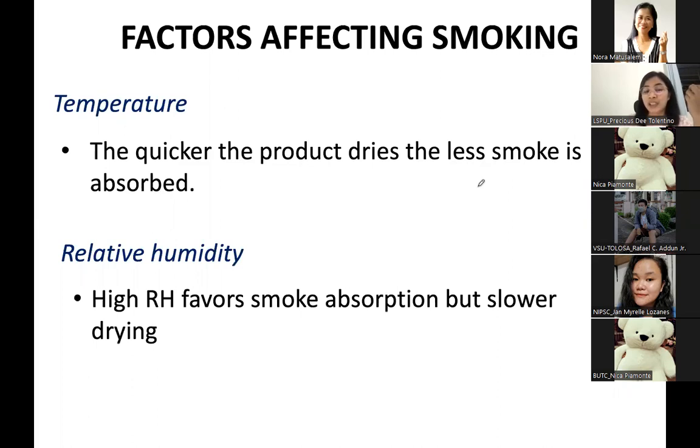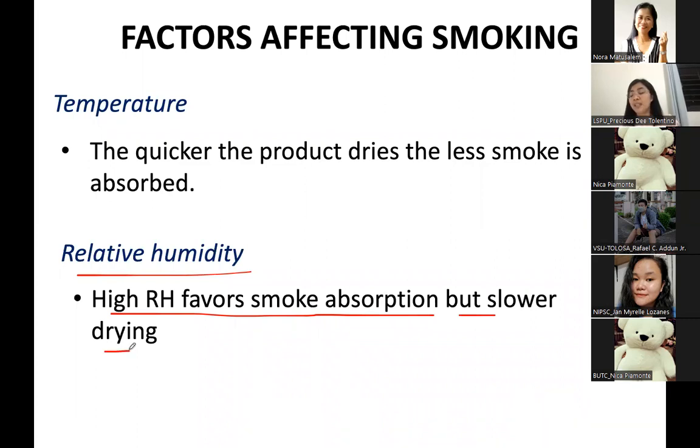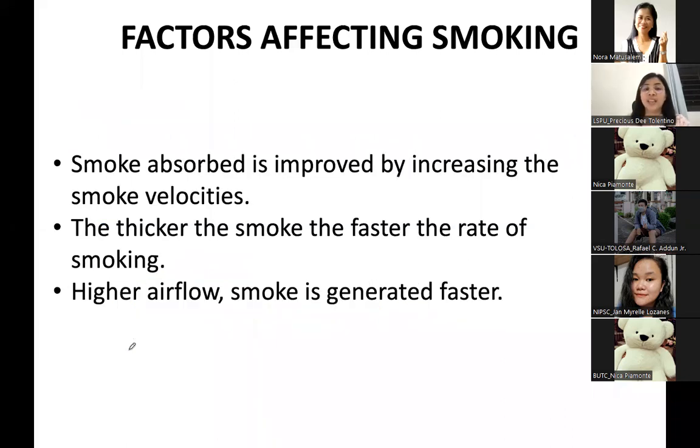And the relative humidity, higher relative humidity favors smoke absorption but slower drying. Okay? And then dito naman, tandaan ninyo ito ha, lumabas ito during board exam, relative humidity. Sa smoking, high RH favors smoke absorption but slower drying. Ibig sabihin, hindi ganun kainit yung temperature sa loob, pero it allows naman yung pag-penetrate ng smoke. Kasi hindi mabilis madry yung surface ng fish, kaya nade-deposit or nai-impart pa doon yung flavor ng smoke mismo. And again, ano pa?